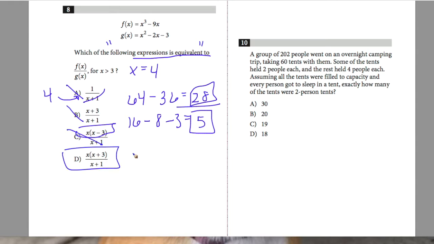I'm going to circle D, but if I were to plug this in, I would get 4 times 7, so 4 plus 3, which is 7, over 4 plus 1, which is 5. So yes, 28 over 5 indeed is my answer, making D the answer to number 8.